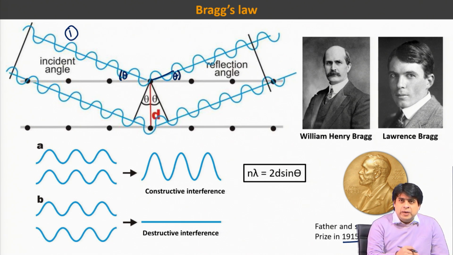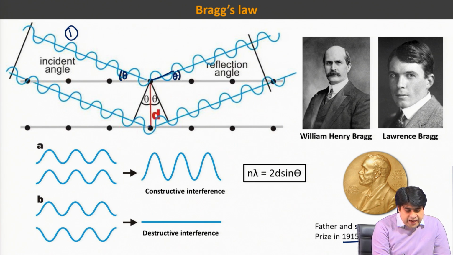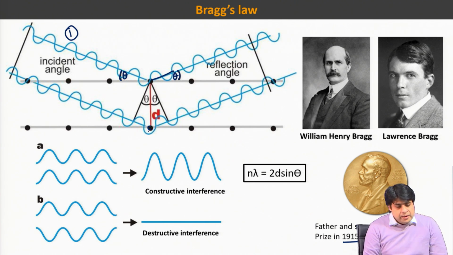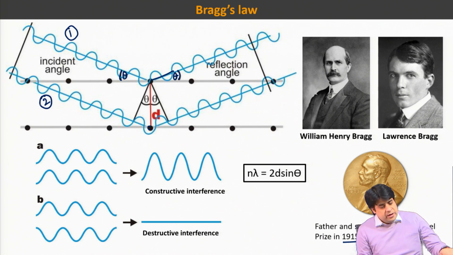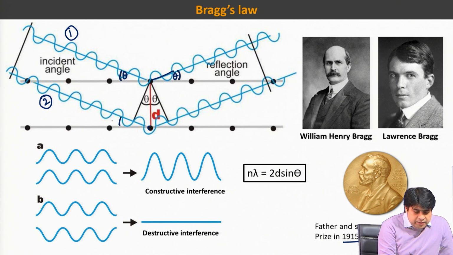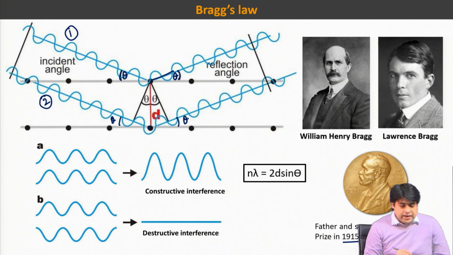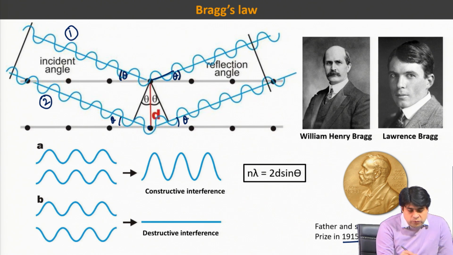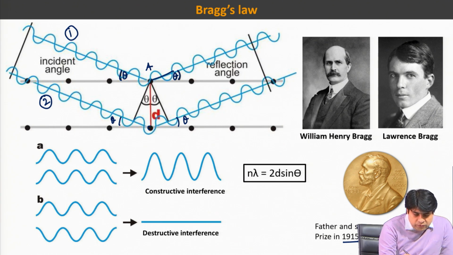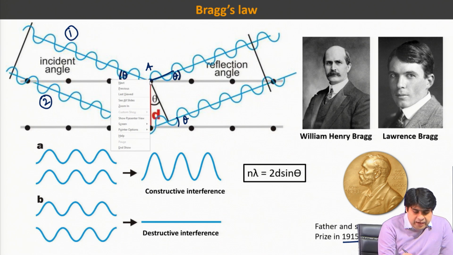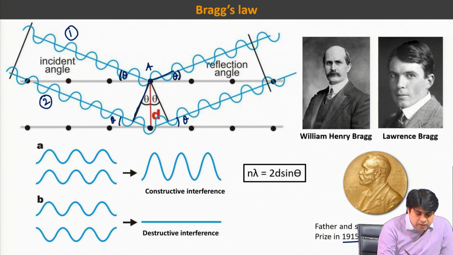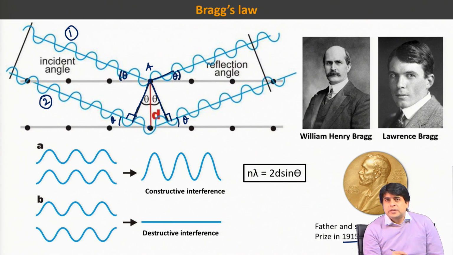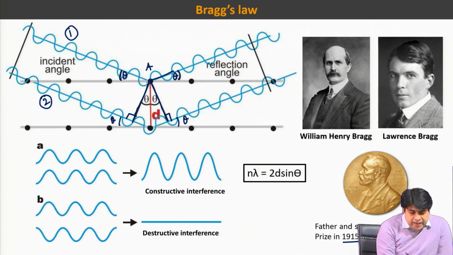If there is another plane and a second X-ray with exactly the same wavelength strikes the atom in the next plane, it will strike at a similar theta angle and be reflected at theta. Now, if you draw a perpendicular from point A to ray 2, this is a 90 degree angle. Basically, from point A, mark this one as point B, this as point C and this as point D.